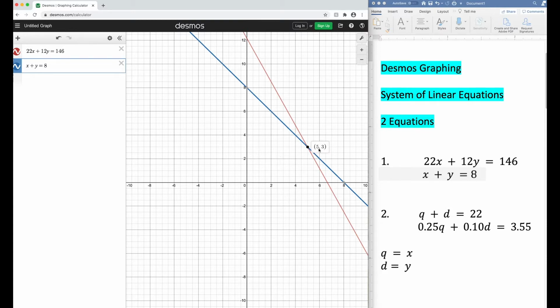The point is 5 and 3, so x and y. Your answer will be x equals 5 and y equals 3. As simple as that, right? That is how you do it on Desmos using a graph. All you have to do, again, is go to desmos.com, either on your laptop or on your cell phone. All right, now we're going to try it one more time.